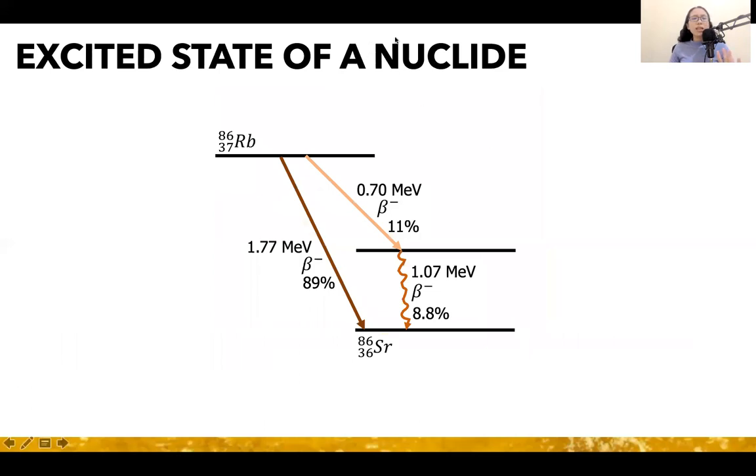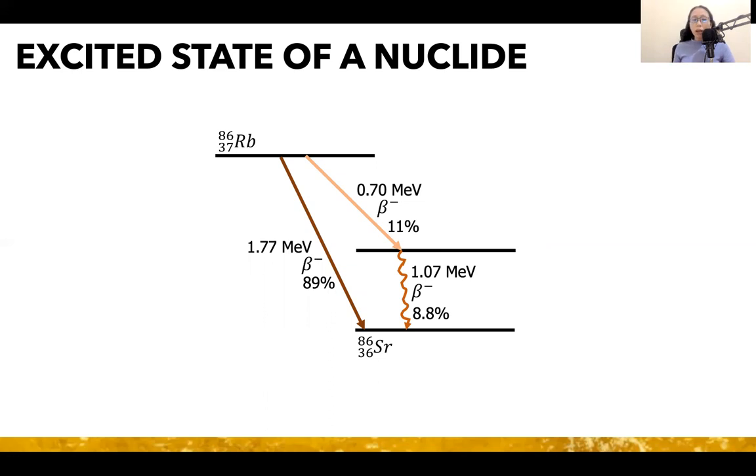Now, we see a different term here. We see the term nuclide. What does a nuclide mean? A nuclide would refer to a specific atom with a specific number of protons and specific number of neutrons. That's it. Now, if this nuclide is radioactive, then we can call it radionuclide. But if it doesn't undergo radioactivity, it's simply called a nuclide.